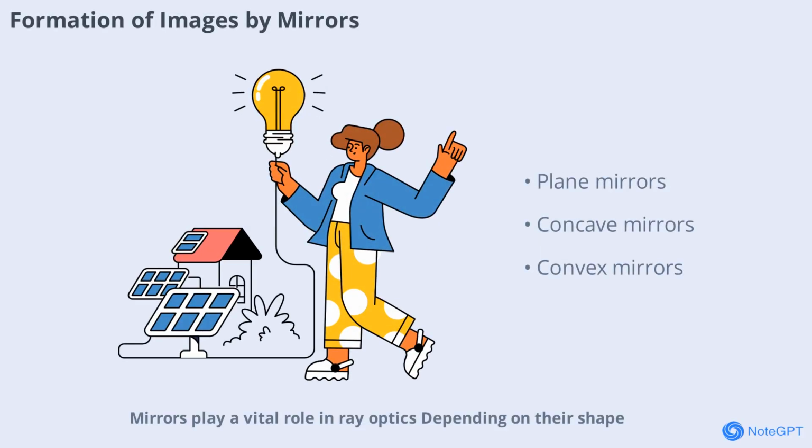Mirrors play a vital role in ray optics. Depending on their shape, mirrors can form different types of images. Plane mirrors create virtual images that appear behind the mirror, while curved mirrors like concave and convex mirrors can produce real or virtual images depending on the object's position. These principles are used in devices like shaving mirrors, car headlights, and telescopes.